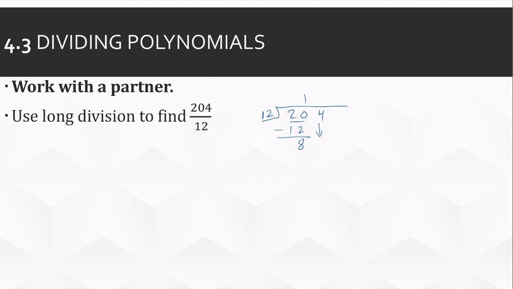Then we bring down and repeat. 84 divided by 12 is 7. 7 times 12 is 84, and then we subtract. We've got 0. 0 means there's no remainder. If we had a remainder, we would have said a remainder, whatever.